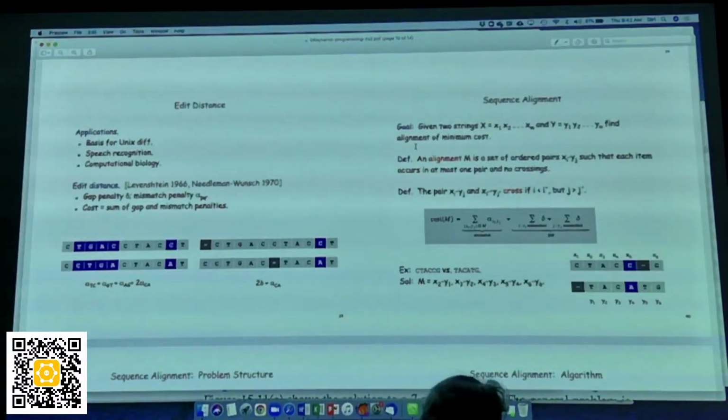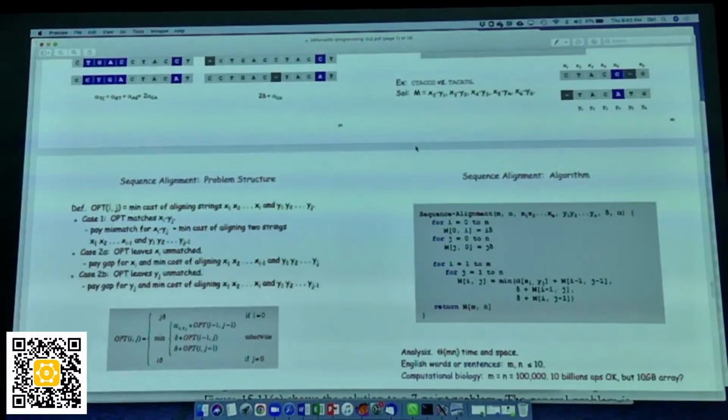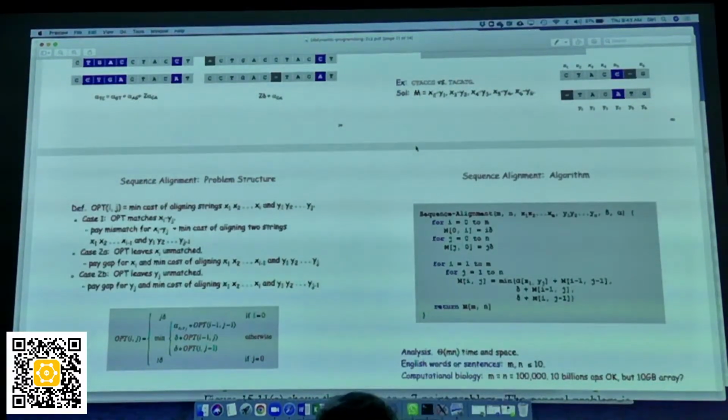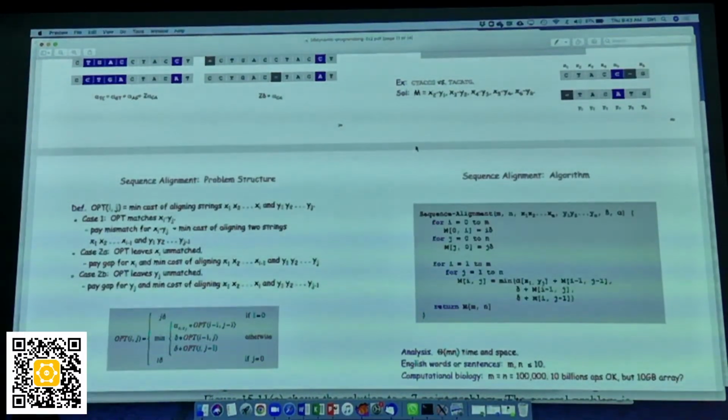All right, so let's see how this goes. The general strategy is very, very similar to what we did for the longest common subsequence. We're going to set up a two-dimensional matrix. We're going to put one of the sequences along the rows, one of the sequences along the column, and then we're going to write down a recurrence relation. So here is the recurrence relation that we are going to need.